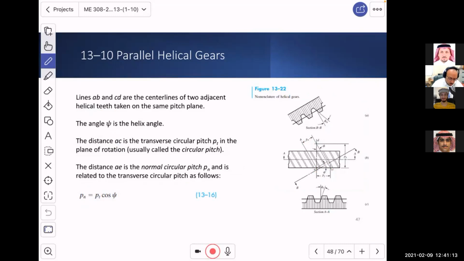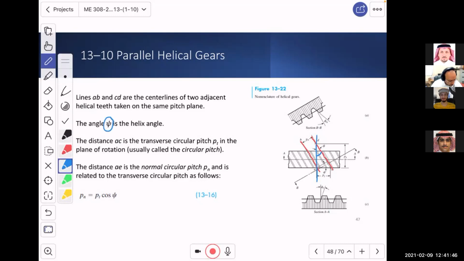First of all, we have here two lines drawn at the center of two adjacent teeth, and by doing so, automatically, we can have this line, which is parallel to the rotation line of the gear, will mark the angle psi, which is the helix angle of the gear.